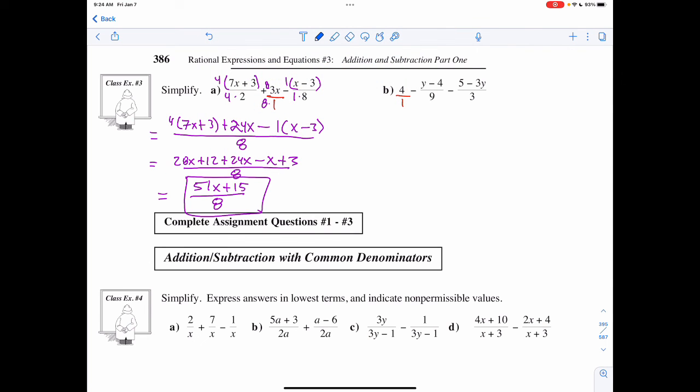For example B, between 1, 9, and 3, the lowest common denominator is going to be 9. Put brackets around the numerators if we need to. I'm going to multiply the first one by 9, the second one by 1, and the last one by 3.